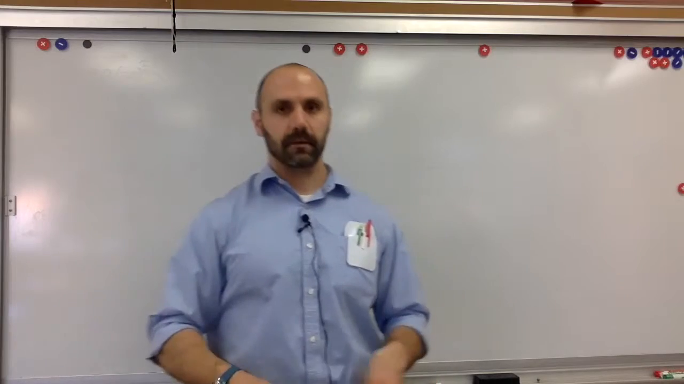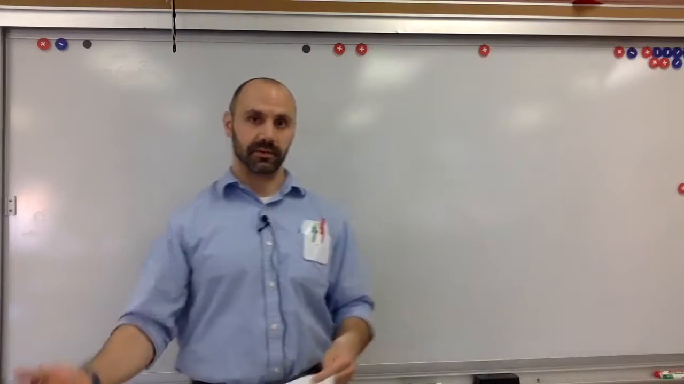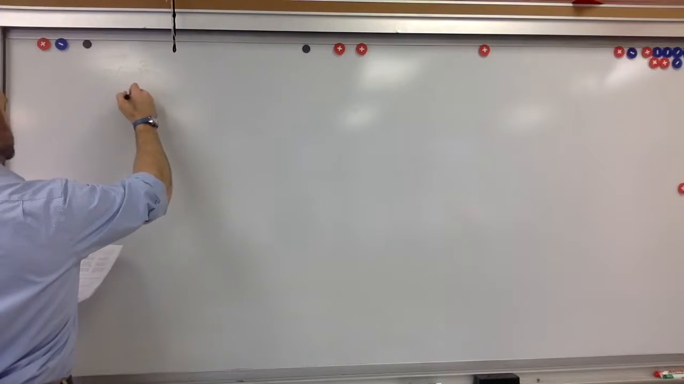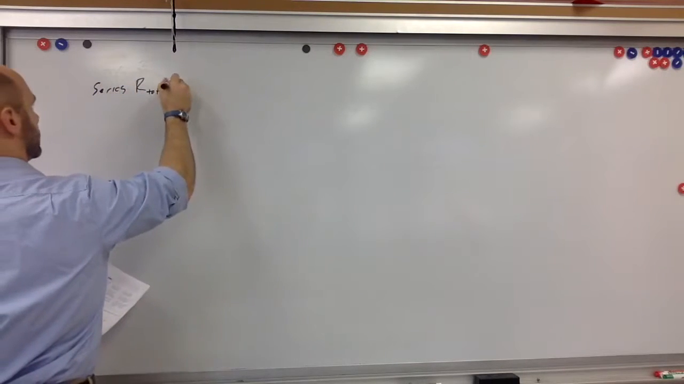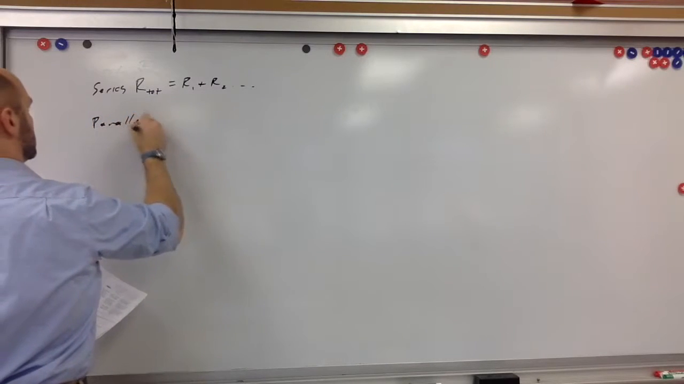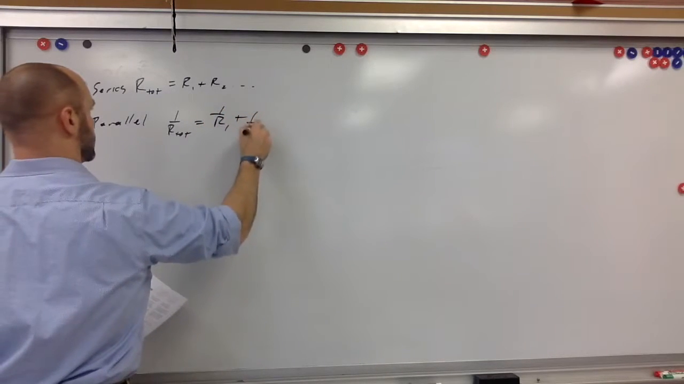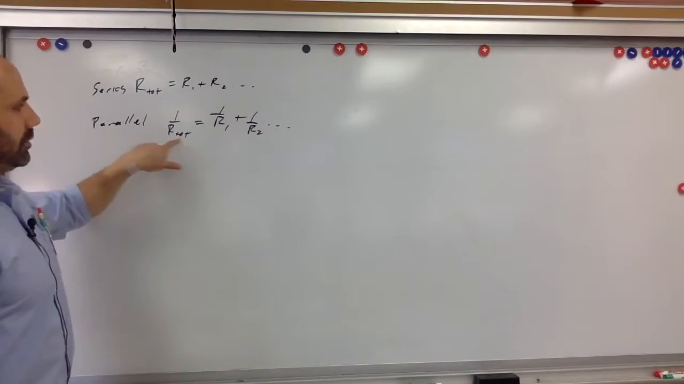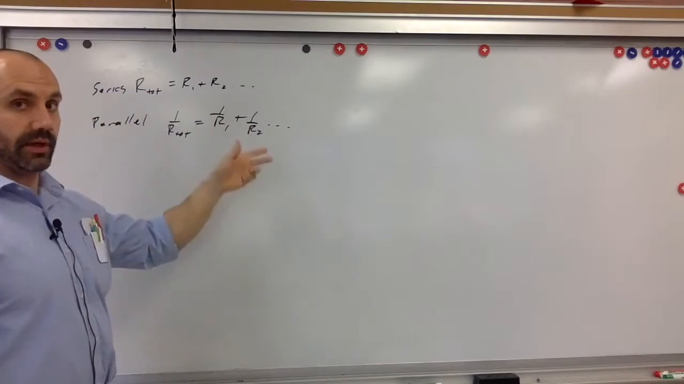So example 1. I'm assuming here that you remember resistors, putting them together in series, putting them together in parallel, how that works. So remember, if you put them together in series, R total is R1 plus R2, etc. And then in parallel, 1 over R total is 1 over R1 plus 1 over R2, etc. And so here, R total will always be less than the smallest resistor. And here, R total will always be more than the greatest resistor.